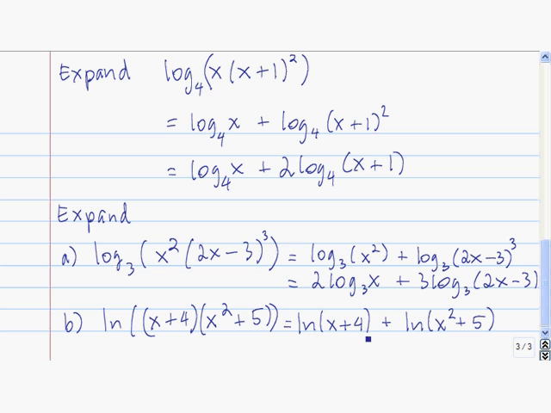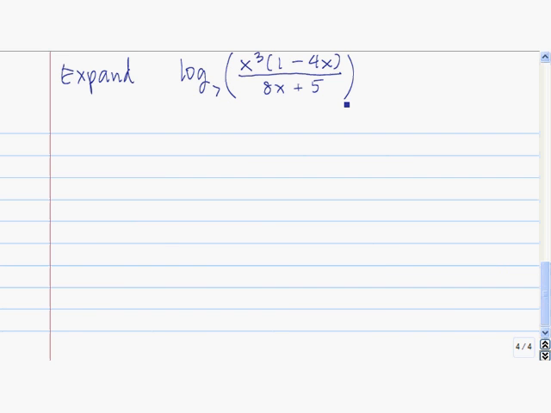For the second one, you should have gotten the natural log of x plus 4 plus the natural log of x squared plus 5. Note that we can't take this 2 and bring it out front because the entire inside has to be raised to the second power. This would have to be written as x plus 5 quantity squared in order to bring the 2 out front. Okay, let me give you another challenging one to work on. Okay, press pause while you think about this one.